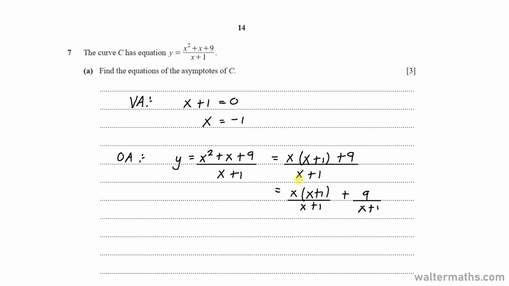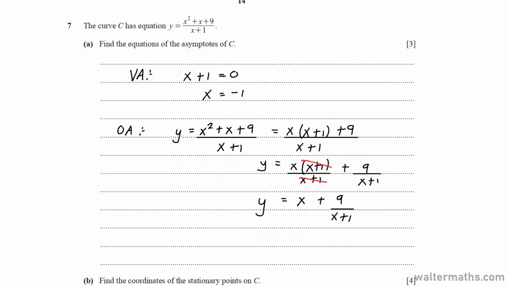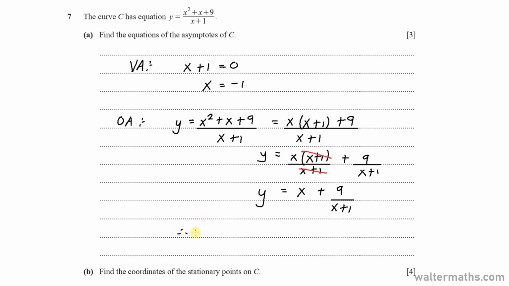Alright, so you can notice that we can cancel out the x plus 1s here. And we're left with x plus 9 over x plus 1. So that's y is equal to x plus 9 over x plus 1. So the quotient here is x, and with the quotient we can come out with the equation of the oblique asymptote. So the equation of the oblique asymptote is y is equal to x. So we now have the two equations, one for the vertical asymptote and the other one for the oblique asymptote. Let's go on to part B.